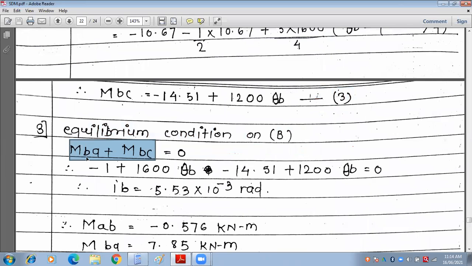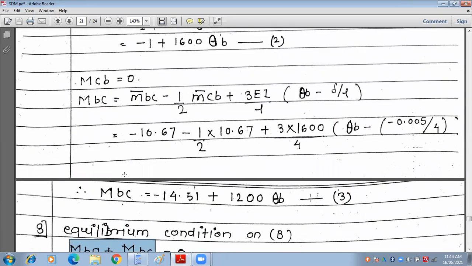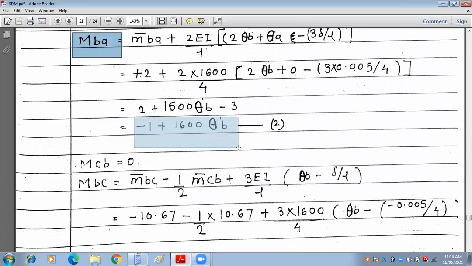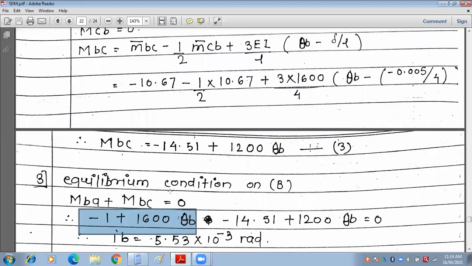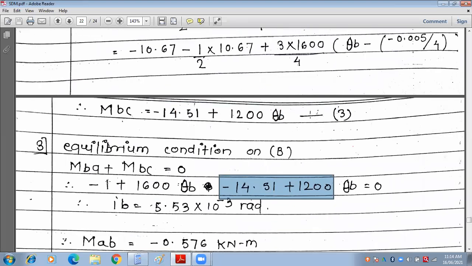One is moment BA and moment BC. As we know, the equation for moment BA is this one: minus 1 plus 1600 theta B. This term will be as it is. And moment BC is nothing but this equation number 3: minus 14.51 plus 1200 theta B. The addition of these two moments must be equal to 0. Now add these theta values together, and you'll get theta B equal to 5.51 into 10 raised to 3 radian. This value we get in radians.